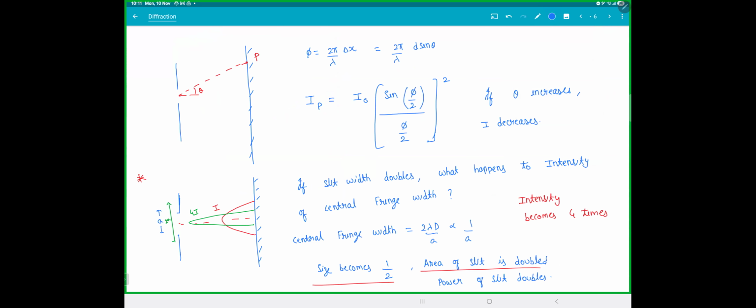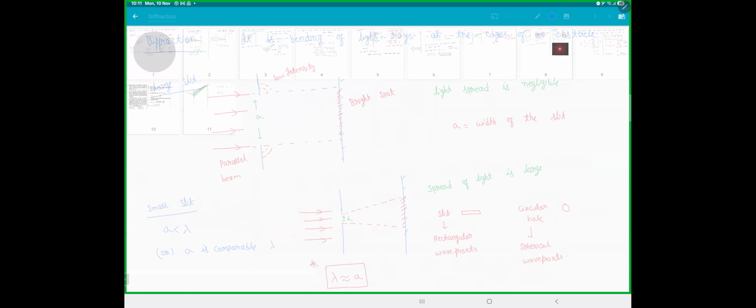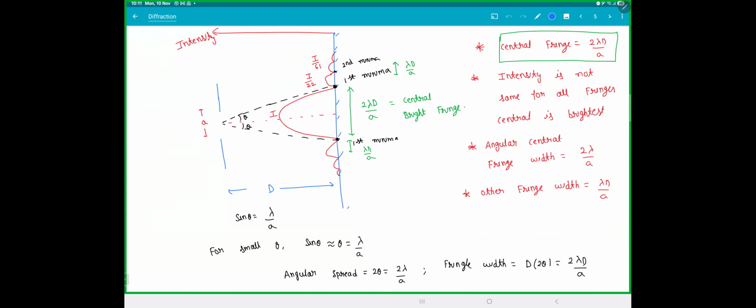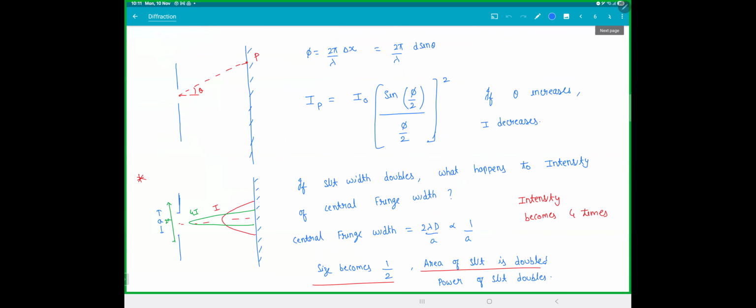Again, what is the first question? If a is almost equal to lambda, you'll get diffraction more clearly. Then sine theta is equal to n lambda by a for minima. Third one, the central fringe width is 2 lambda D by a. The fourth one, if you make the slit double width, the intensity becomes 4 times.